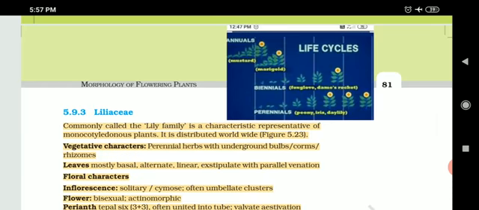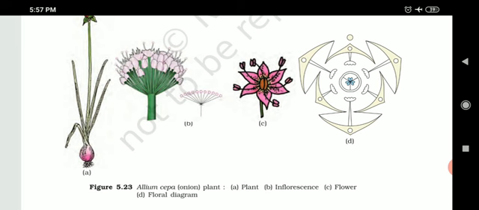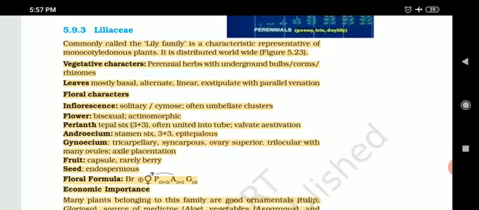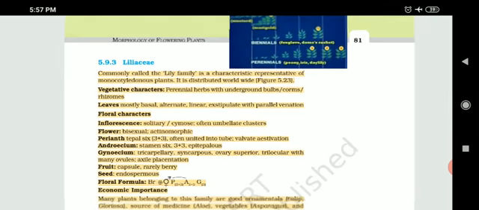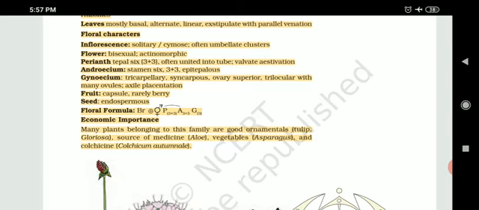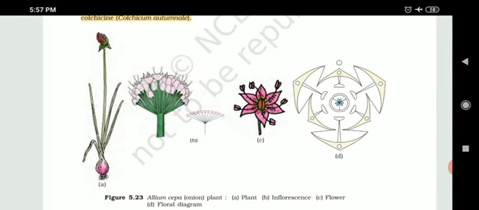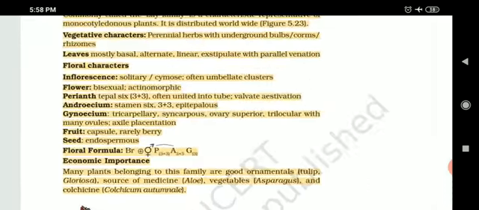They having underground bulbs or rhizomes, right? You can see onion plant. So it is a bulb that is always found under the ground. Then coming to leaves. So their leaves are mostly basal. Their alternate arrangement. They are linear. They do not have any stipules. And venation is parallel. Why venation is parallel? Because they are monocotyledonous. So once you remember the basic features, then it will be very easier to learn all the other features. Coming to floral characters.